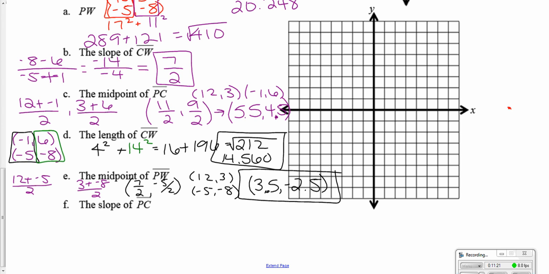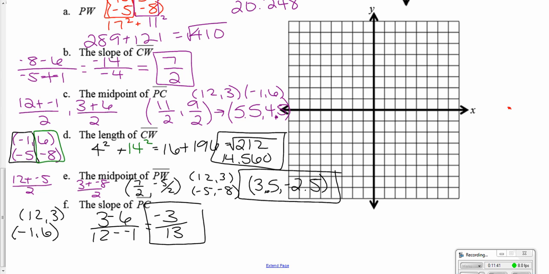That's my answer. All right, slope of PC. P is the point 12,3. C is the point -1,6. So to find the slope, we subtract our y's. 3 minus 6. Subtract the x's. 12 minus -1. We get -3/13, and that does not simplify, so there is our answer.